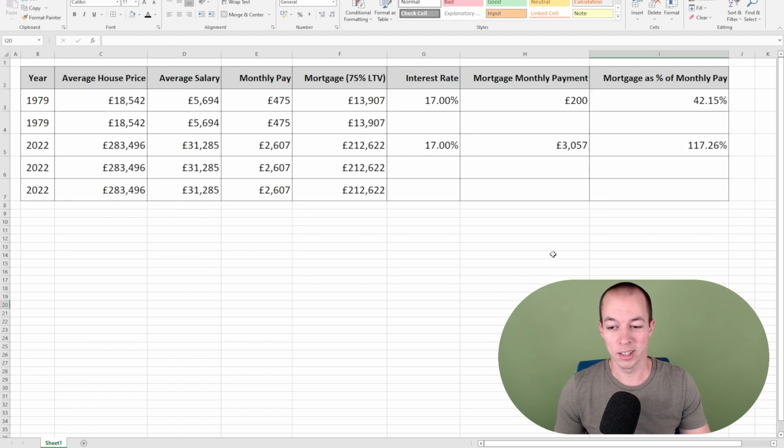If interest rates were at 17% at the moment, your monthly mortgage payment would be over 100% of your salary. So you would be in debt trying to make your mortgage payment. Whereas back then it got to 42% of the salary, which is still extremely high, 42% of your salary just going on mortgage payments alone. But for comparison purposes, let's see how things would compare based on the current modern mortgage.